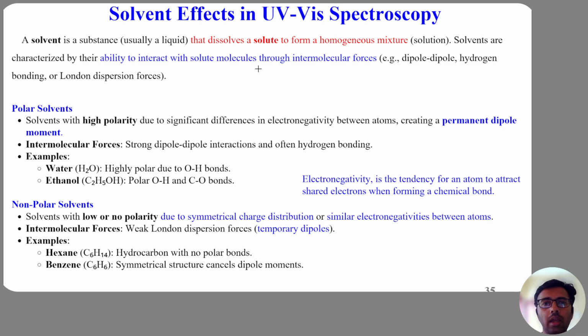Electronegativity describes an atom's tendency to attract shared electrons. Because of permanent dipoles, polar solvents exhibit strong interactions, often including hydrogen bonding. Examples include water and ethanol, whereas non-polar solvents, in contrast, have symmetrical charge distributions or similar electronegativities. Only weak dispersion forces exist. Common laboratory examples include hexane and benzene. These solvent environments strongly influence absorption spectra.